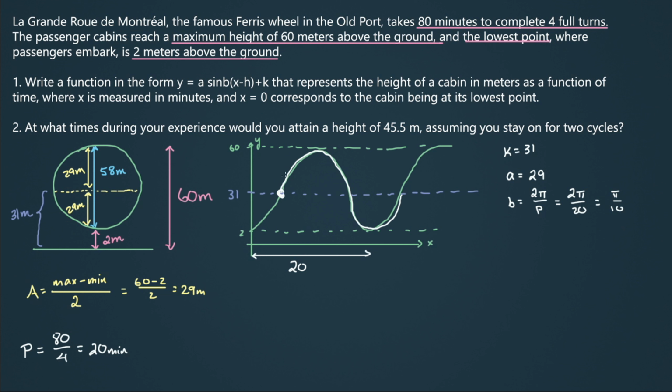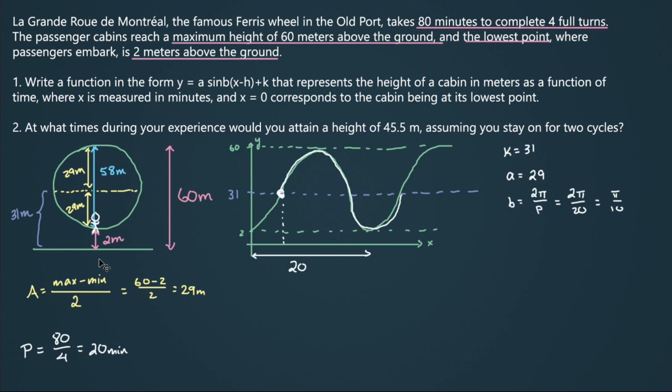All we're missing is the h value, which is the x coordinate of that starting point. So I want to figure out when it is that I'm going to be at 31 meters of height, right? So let's imagine for a moment that we've got a guy here, and he's riding the Ferris wheel, okay? He's going to start at the very bottom here, which is at 2 meters in height, which is why my initial value on this graph is 2 meters, right? And we know from the period, the length of one cycle, that it's going to take 20 minutes to do one cycle, or one ride around this Ferris wheel.